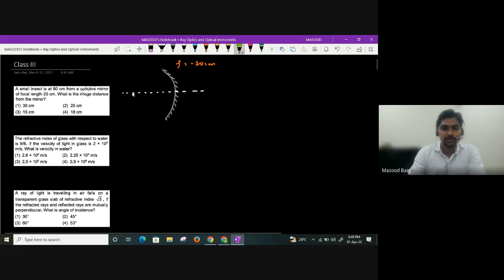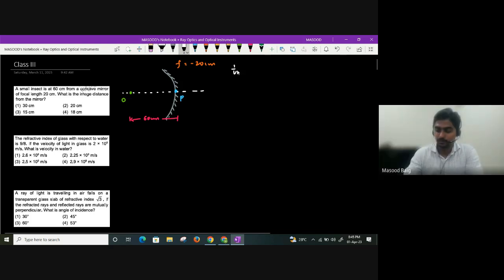There is certain object, it seems, object is placed over here. So what is the object distance? It is given as how much, beta? 60 centimeters again. All the measurements should be taken from where? From me or from you? From pole, guys. From pole. Right? So what will be the mirror formula? 1 by V plus 1 by U will be equal to what, beta? 1 by F.